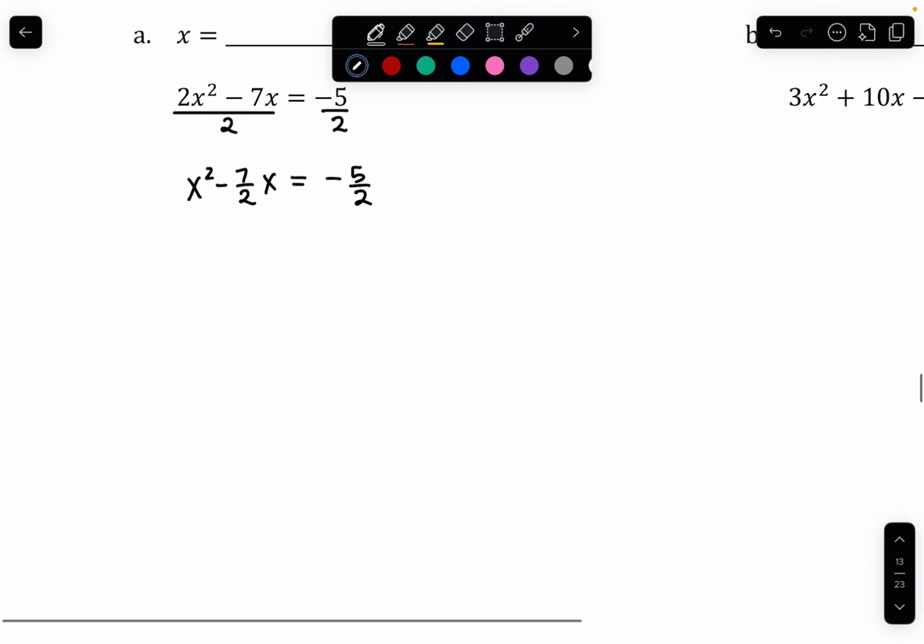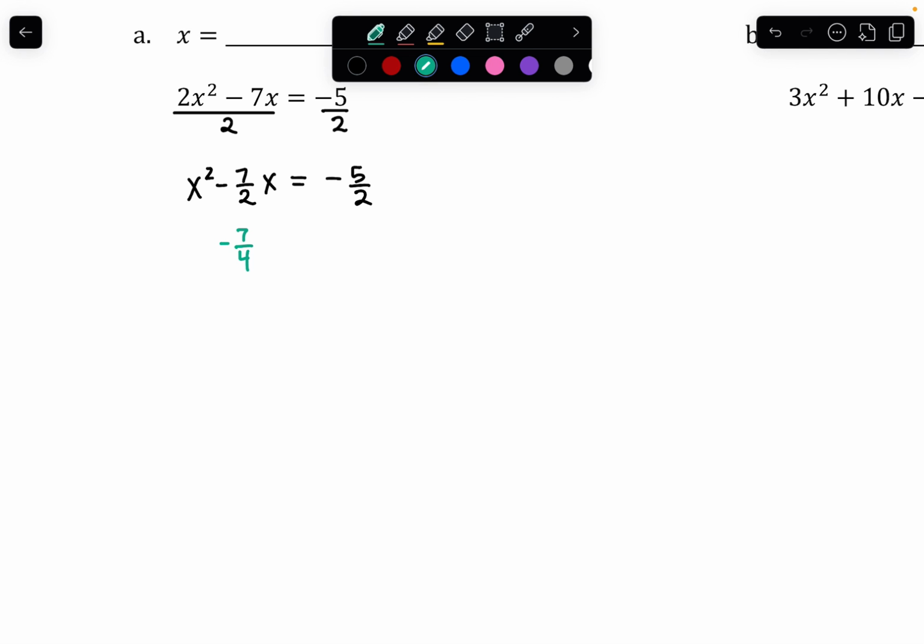Okay, and so half of b is the same thing as multiplying by 1/2. And so that's going to give me negative 7/4. And then when we square it, you square the top and square the bottom. It's going to give us a 49/16. Okay, and so when I complete the square, I'm going to have 49/16 on both sides.